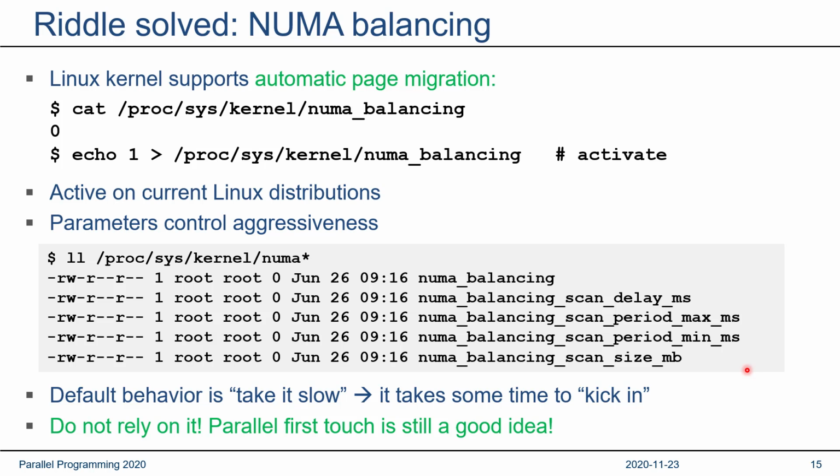However, do not rely on it. There's no guarantee that on a particular system you're on, this NUMA balancing feature is actually available. So it might be turned off for other reasons you don't have influence on. So parallel first touch in an OpenMP program is still a good idea whenever there's a chance that your team of threads spans multiple NUMA domains.